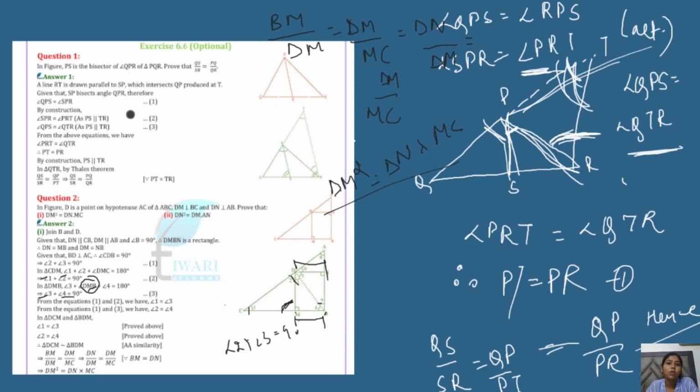So this is all for our chapter number 6, that is Triangles. This is a very easy chapter. There are 9 theorems in this chapter. You will have to go through all of them, but the most important are Thales theorem, the basic proportionality theorem, and the Pythagoras theorem. You will be getting questions from these theorems.